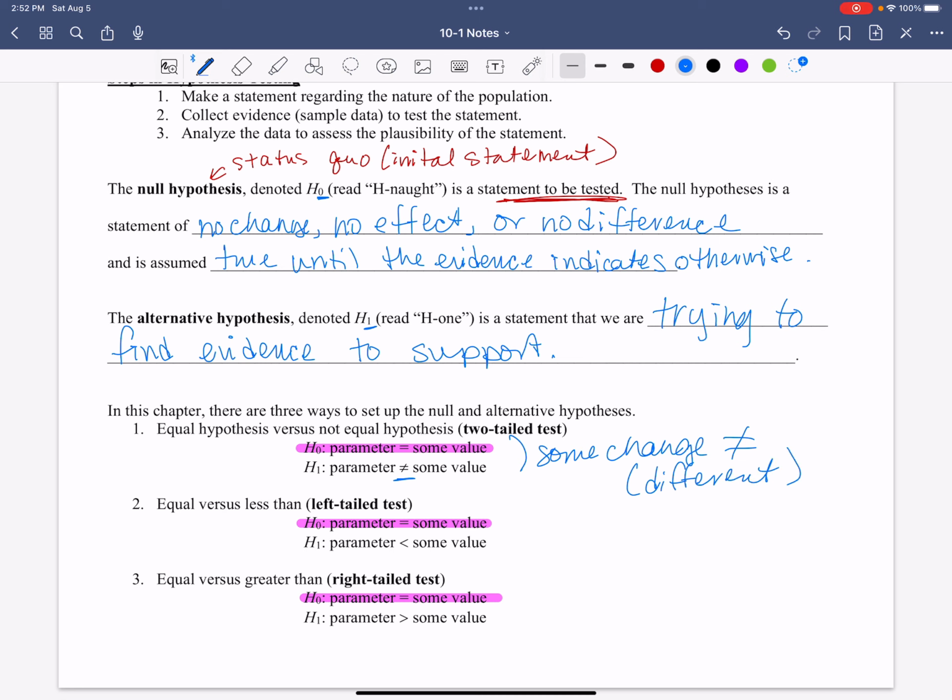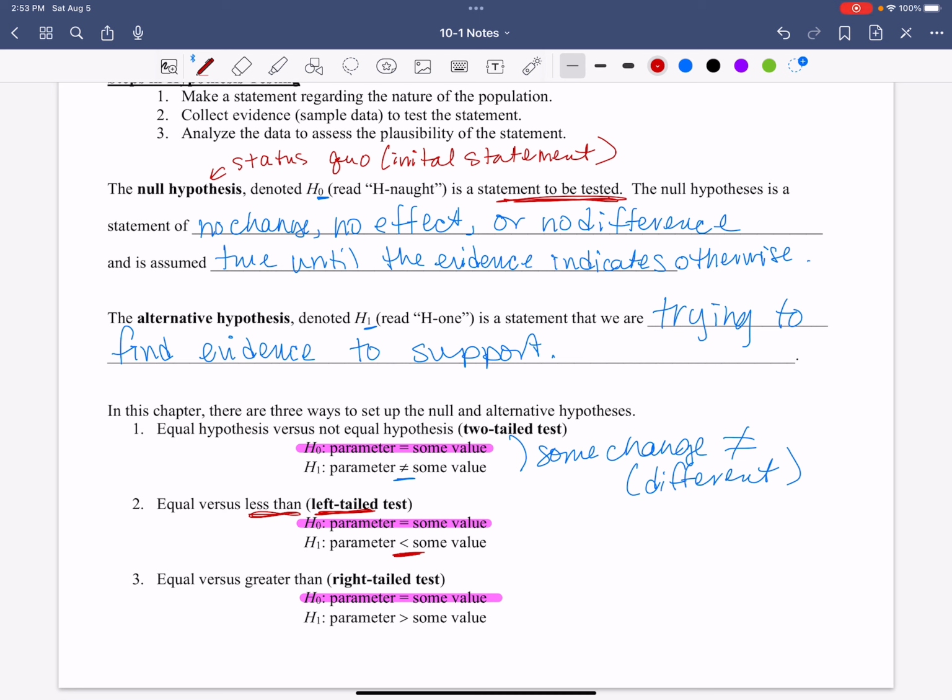I don't know if it's greater than, I don't know if it's less than. It's just different. That's all we need to know. Or are we looking at equal versus less than? It's always equal because that's what we start with. A left-tailed test means that I'm saying, oh, the new thing I'm looking for is going to be less than the value. Smaller than, less than. So whatever we're starting with, our status quo, the null hypothesis, for my new thing I'm like, no, I don't think it's quite that much anymore. I think it's less than whatever we're trying to figure out.